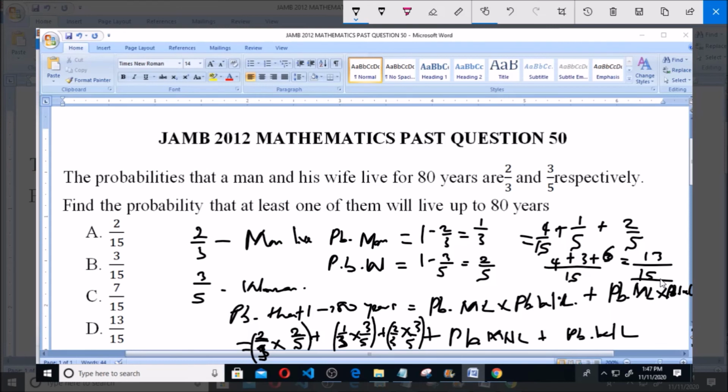So since they said the probability that at least one of them will live, we found the probability that both of them will live, plus the probability that only the man will live and the woman will die, plus the probability that the man will not live and the woman will live. We added them together and then we got 13/15.